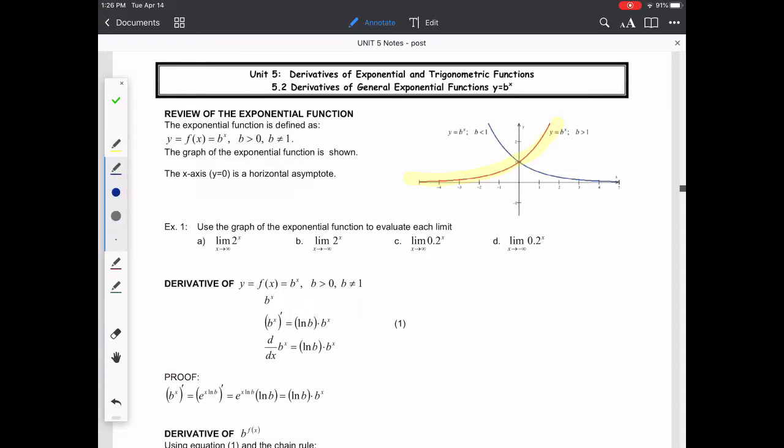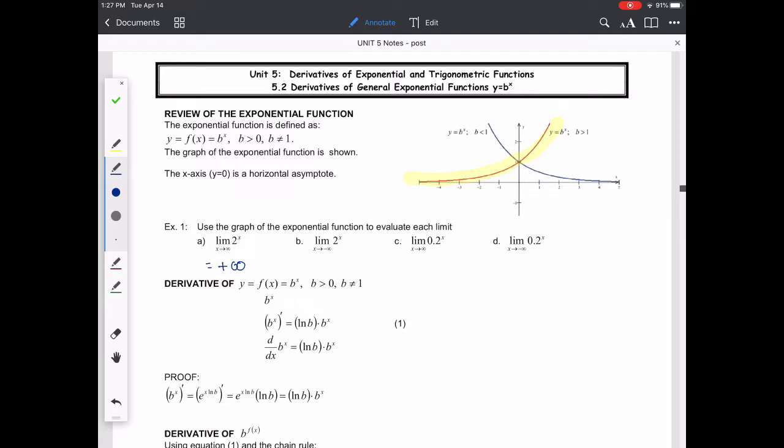Let's do a couple of limits. For example 1, it says, use the graph of the exponential function to evaluate each of the limits. In this case, we have the limit of 2 to the exponent x. If we think about it logically, if I put in a value, let's say 2 for the exponent, it will be 2 to the exponent 2, which is 4. If it's 3, it's going to be 8. If it's 4, it's going to be 16, and it doubles each time. So as the value of x gets really, really large, our limit is going to be really, really large. We can just call it positive infinity.